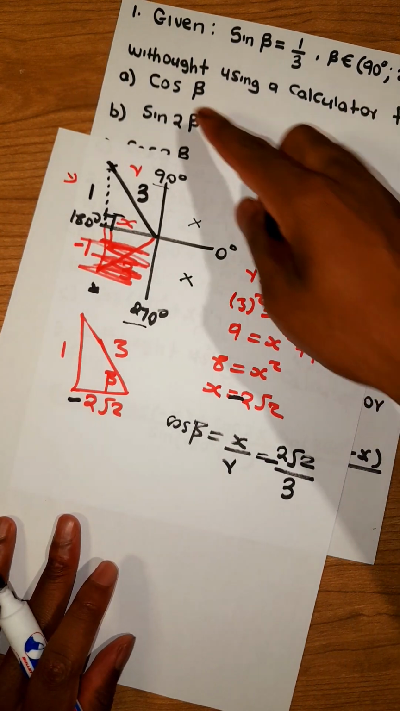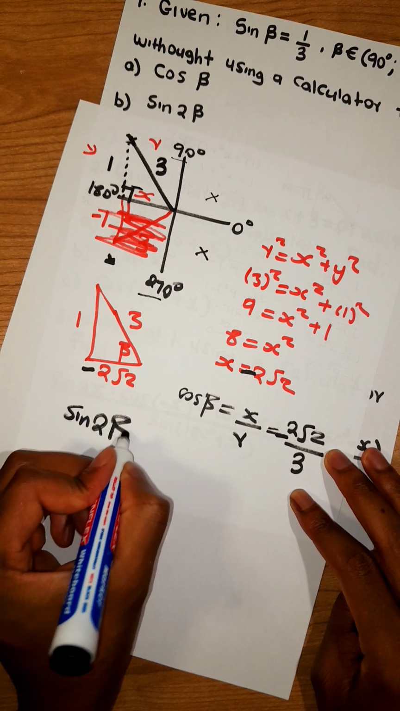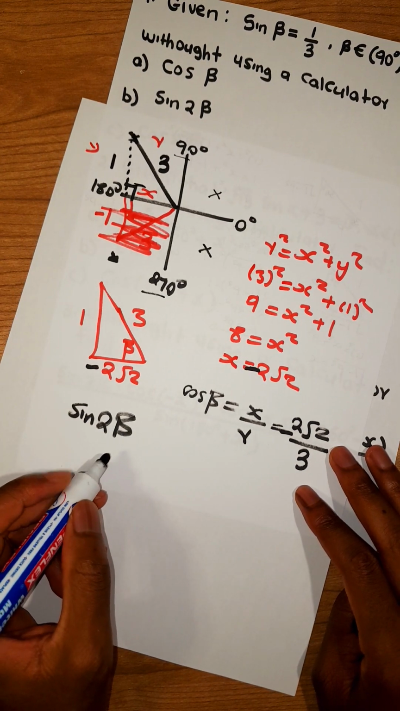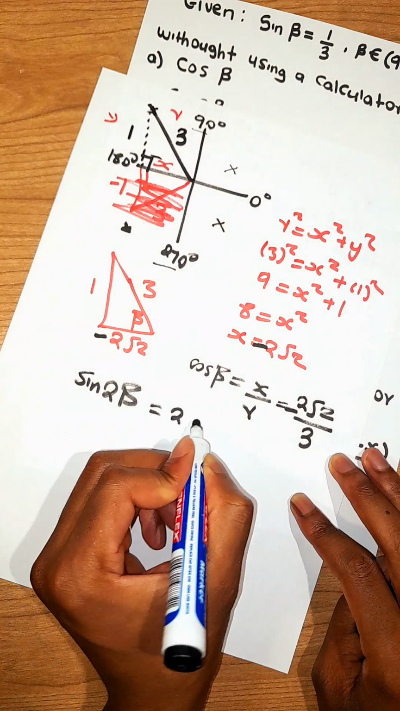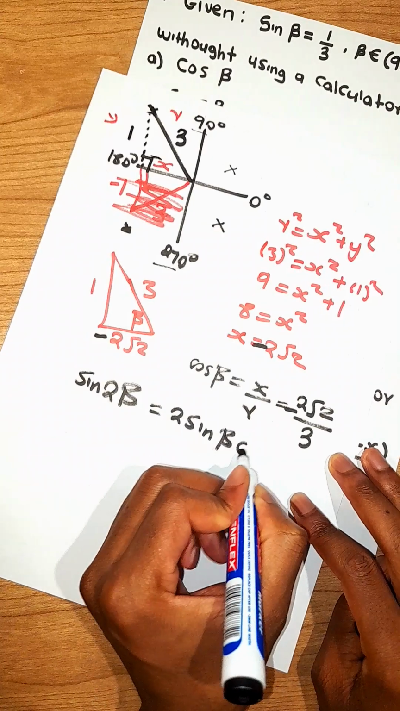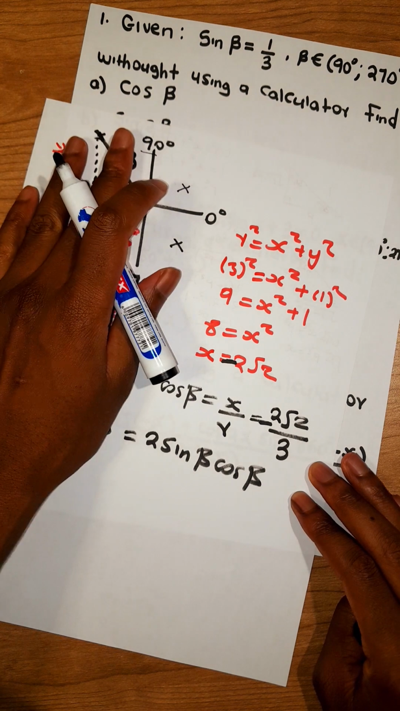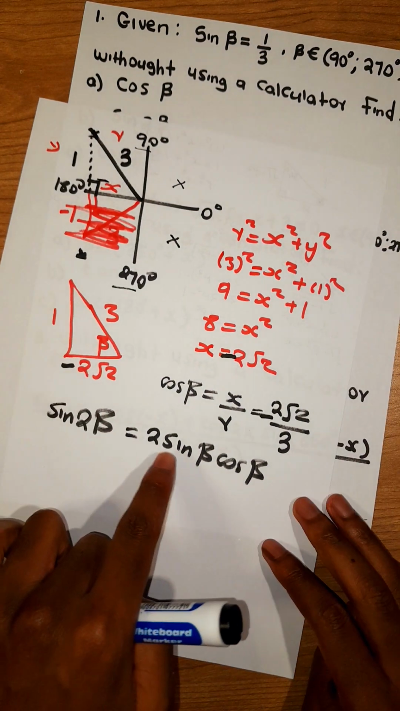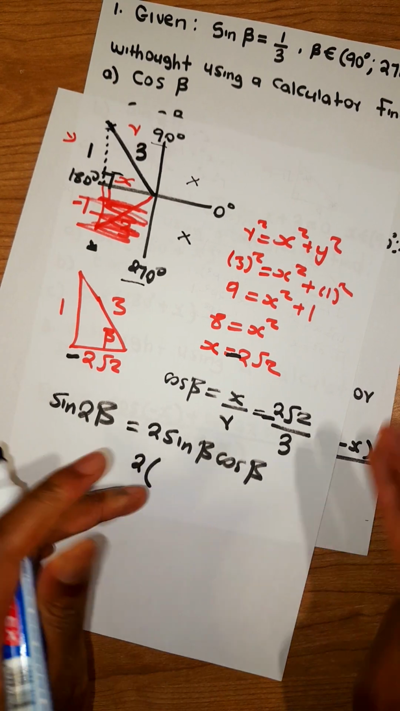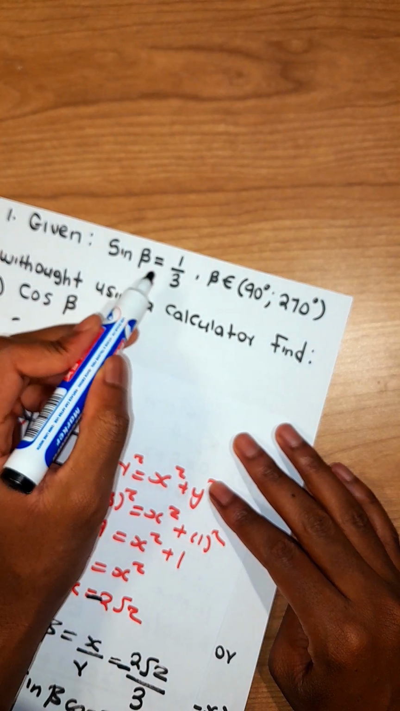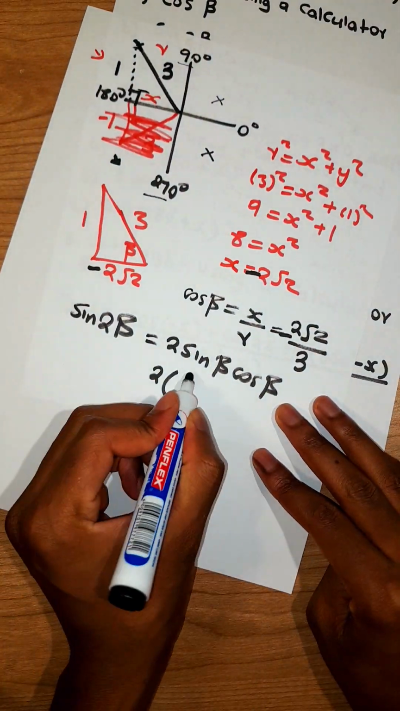Now, the second question, they want us to find the sine of 2 beta. Well, what is the sine of 2 beta? The sine of 2 beta is actually a trigonometric identity. So we know it equals 2 sine beta cos beta. You don't have to use the diagram for this one because we already know sine and we already know cos. What is sine? Sine is given from the original statement. So sine is 1/3. So you are just going to use 1/3.